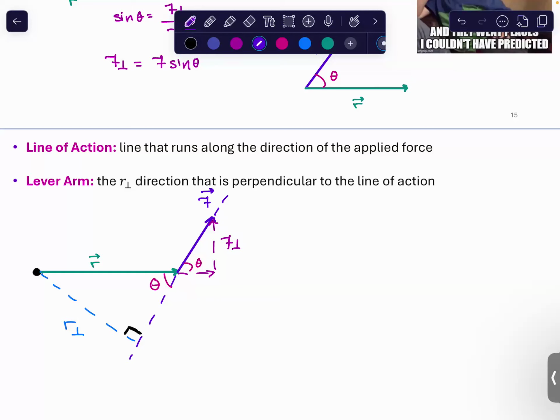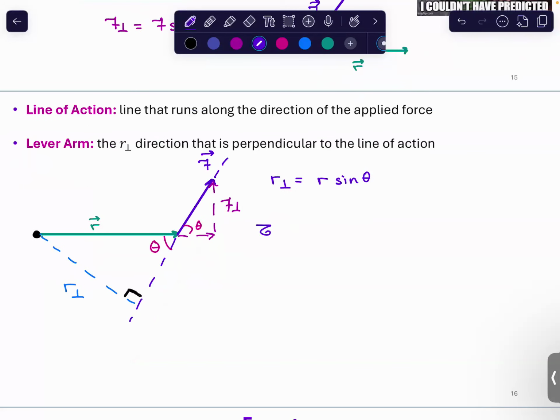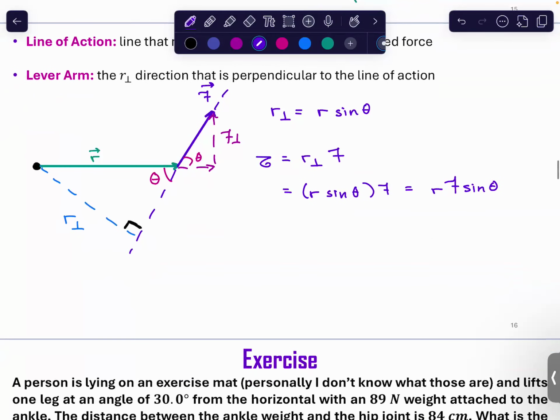And so now we could say, well, our lever arm is going to be R sine of theta. And in this case, now our torque would be the lever arm times the applied force. So we end up with the same formula for torque. But let's look at this in a slightly different way.